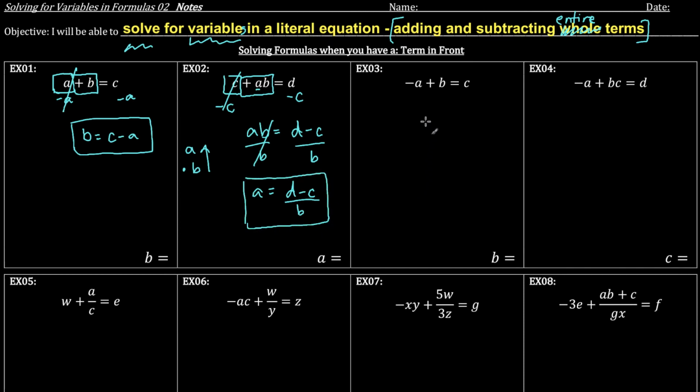Okay, next one. Once again, in these problems, it can be useful to box the groups, the terms. So these are both terms. In order to get rid of this negative a, because we're finding out what b is, we can add a to both sides. Because negative a plus a is 0, and we get b equals c plus a.